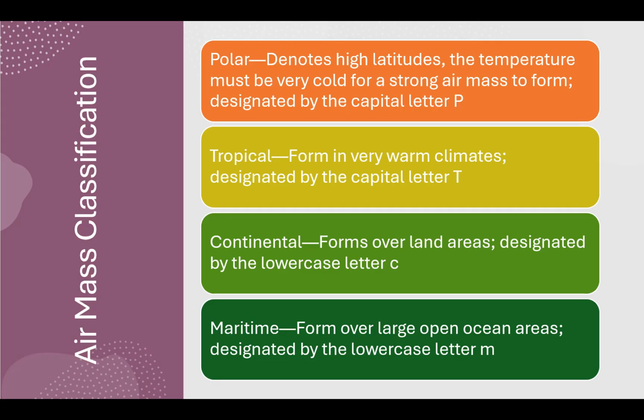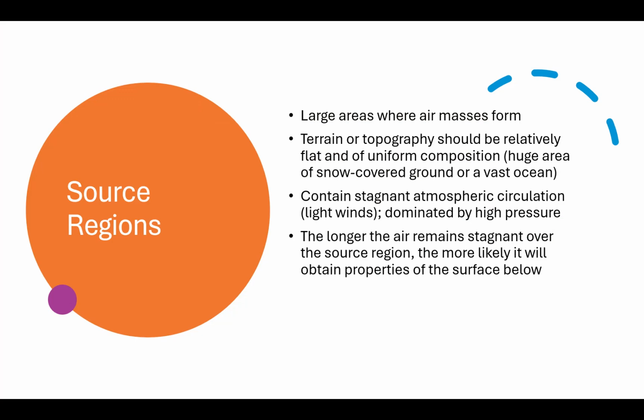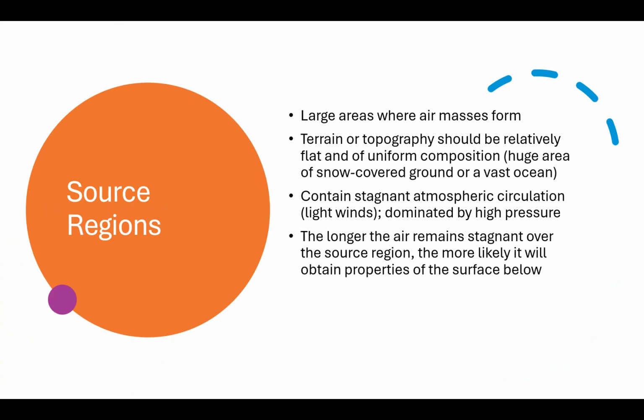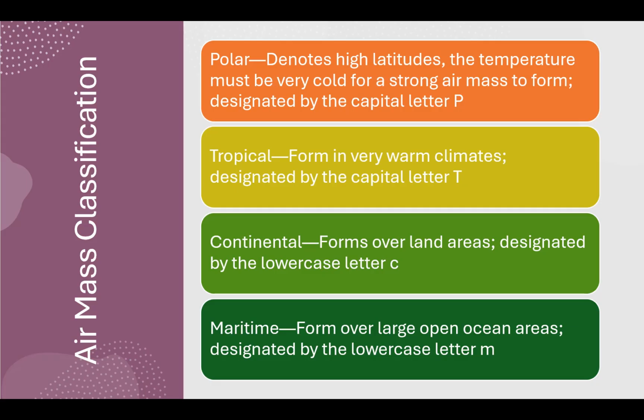Okay, so now we have an idea. We looked at a couple of things so far in the training. We looked at air masses in general, some interesting facts about air masses. We looked at what source regions are. These are the areas on Earth where air masses form. Now we're going to talk about the different air mass types, air mass classifications. And there are four main air mass classifications to consider. There's polar, tropical, continental, and maritime.